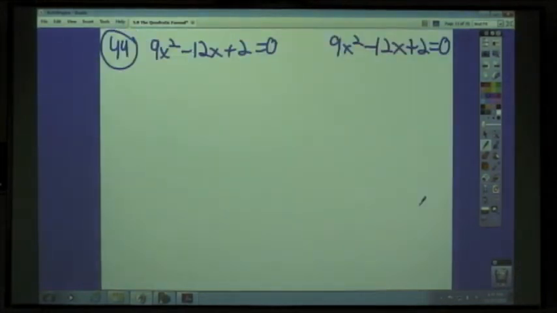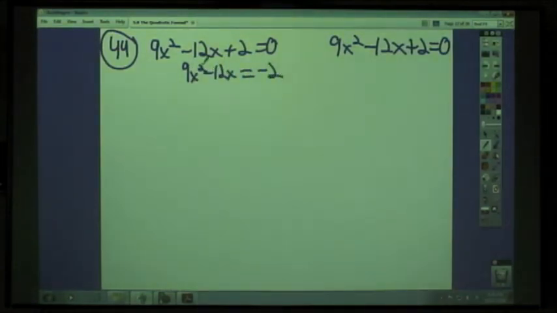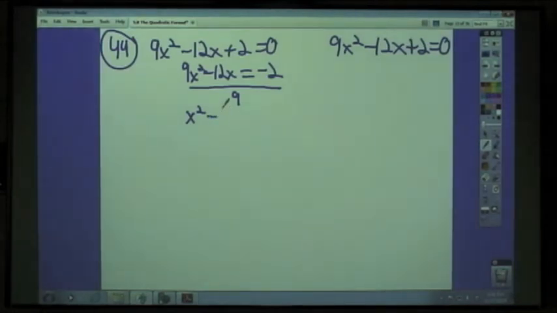Okay, so on number 44, there's really two ways that you could have approached this one. So I'm going to show you the way that we talked about in class last time. The first way is to take that 2 and subtract it over like we talked about with the other ones, but you still realize you got the 9 in front of the x squared. So I told you you could divide both sides by 9, leaving you with x squared minus 4/3 x equals negative 2 over 9, or negative 2/9.